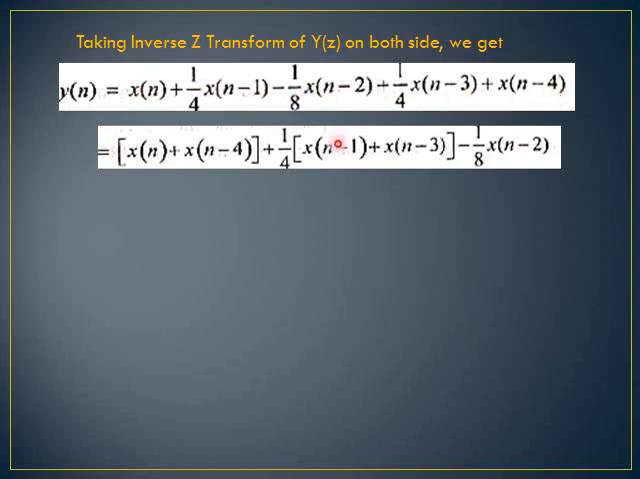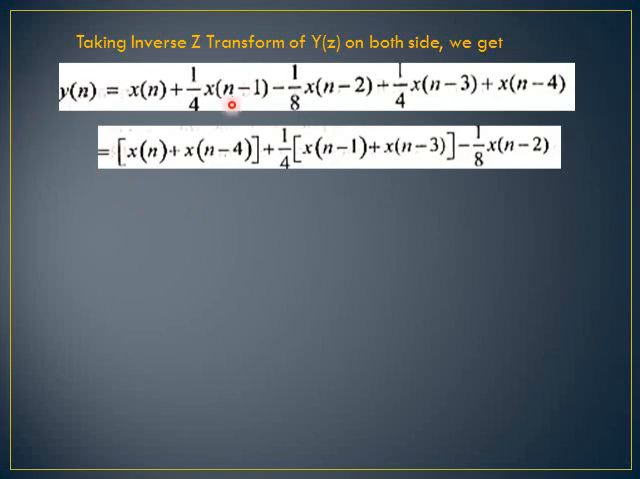So here x of n has a coefficient 1. Even x of n minus 4 has coefficient 1. So x of n plus x of n minus 4. Now 1 by 4 is with x of n minus 1 and x of n minus 3. Done. So you are only remaining with minus 1 by 8 x of n minus 2. Let's see how we can draw this.